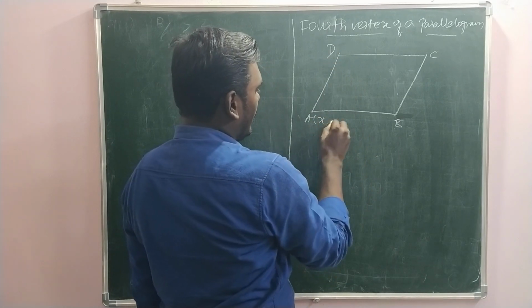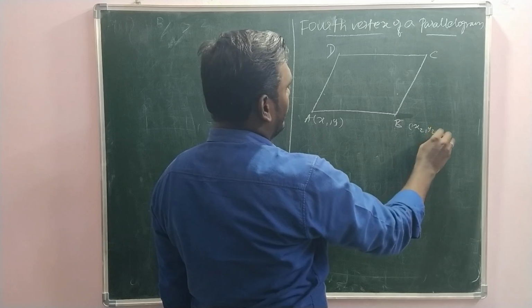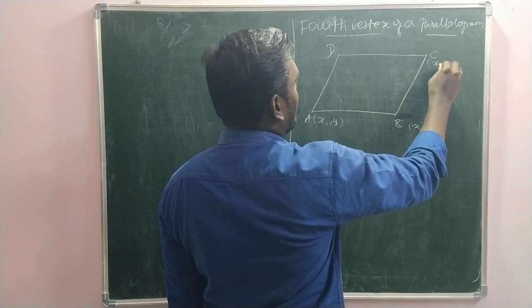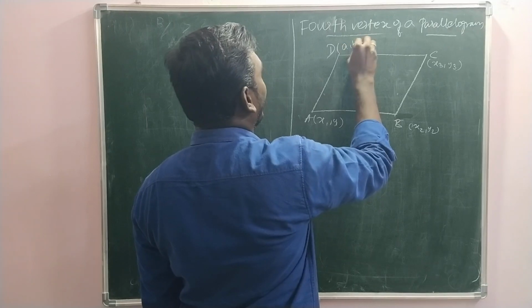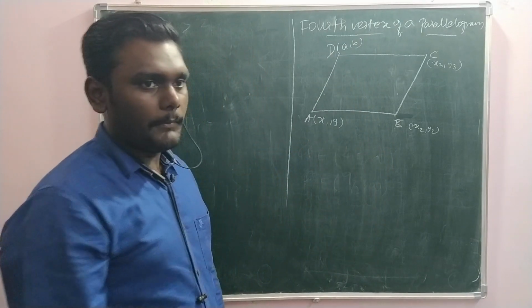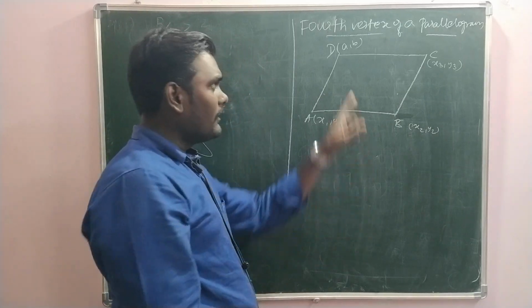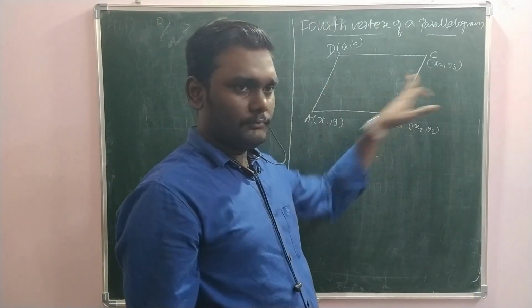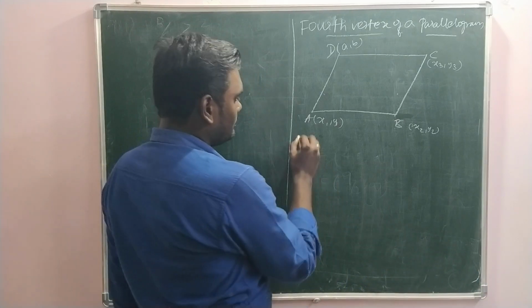The first vertex is (x1, y1). The second vertex is (x2, y2). The third vertex is (x3, y3). We don't know the fourth vertex. Let me take it as (a, b). Okay. Clear? So the fourth vertex we need to find. All these things we know. The fourth one is unknown. We know one property of a parallelogram.